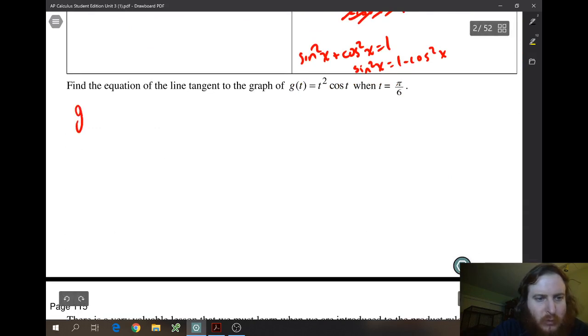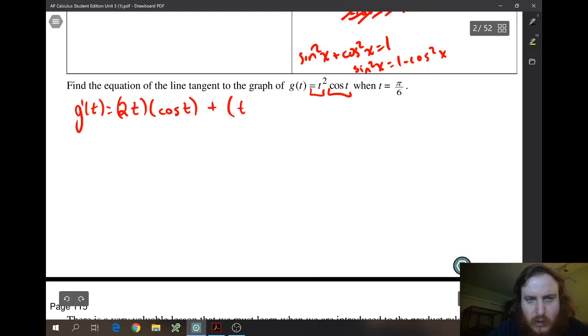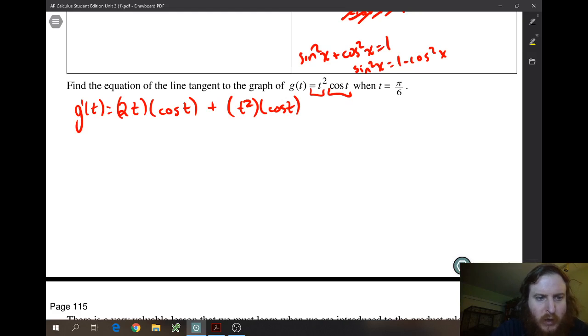So, g prime of t equals 2t, right, derivative, leave cosine t alone, and then plus, now let's leave t squared alone, times cosine of t. Okay, so that's our derivative, and whenever we're writing the equation of a tangent line, we want x1, y1, and m. So x1 is pi over 6.